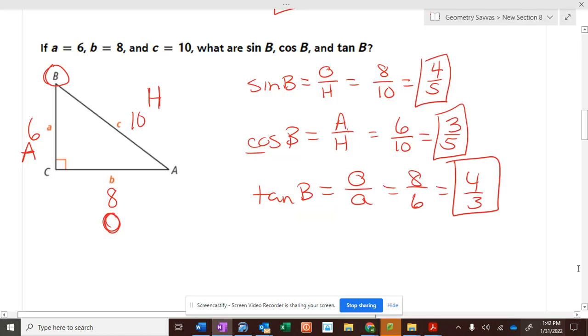So a little rewind from last time. Okay. So SOHCAHTOA. Sine is opposite over hypotenuse. Cosine is adjacent over hypotenuse. Tangent is opposite over adjacent.